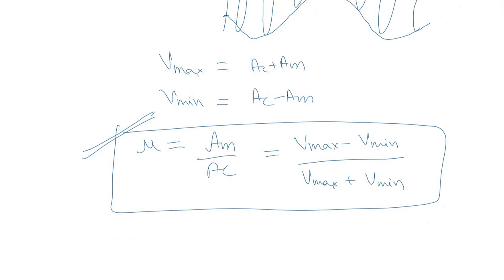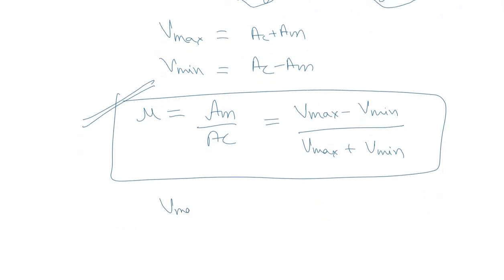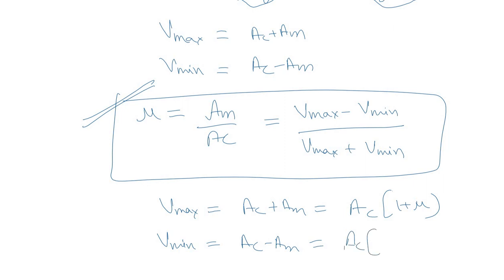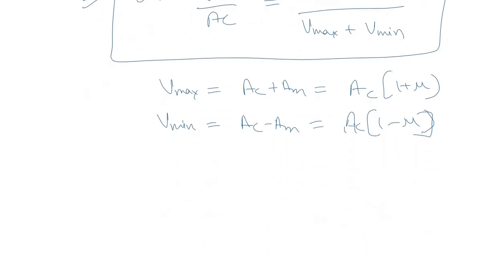Now, Vmax is equal to AC plus AM, or we can say it is AC into 1 plus mu. Similarly, Vmin is equal to AC minus AM, or equal to AC into 1 minus mu. Now let us critically analyze the significance of this modulation index.